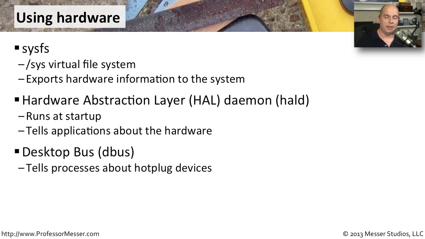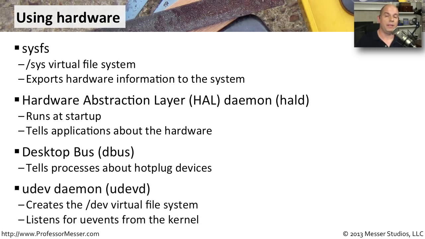When we connect a hot plug device, we need another process that's going to tell the operating system that a new piece of hardware has arrived, and that is the desktop bus, or dbus. Dbus does a number of other things, but for the purposes of our hot plug devices, it's the one that's going to notify every other part of the operating system that this new device has been inserted. And lastly, we have the udev daemon, that is the udevd. That is what's creating that /dev entry for us. It is one that is listening for the uevents from the kernel and then building out for us that dev entry so that we can then use that hardware.